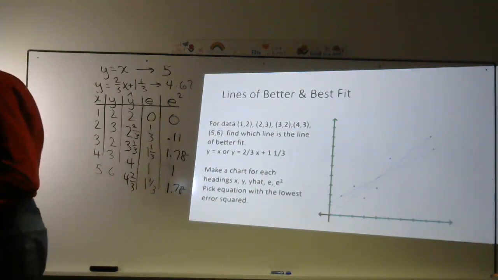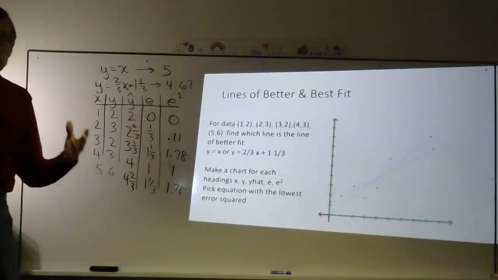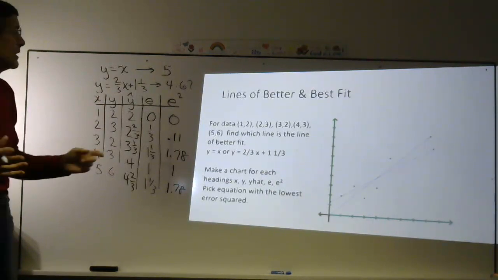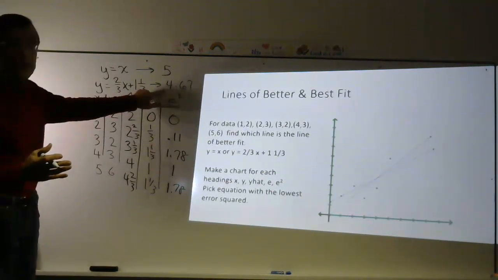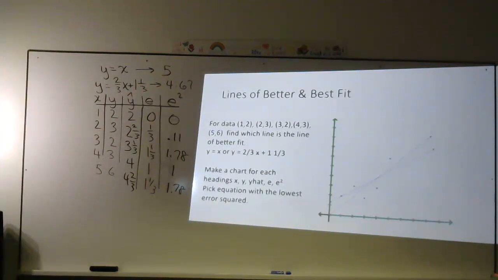Now the question is, is that necessarily the line of absolute best fit? Maybe there's a line out there someplace that would give you less error than this, and it would be the line of absolute best fit.